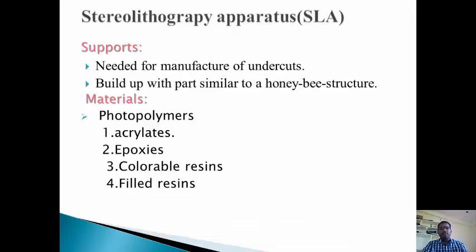The stereolithographic process needs supports for the manufacturing of any undercut. We want to use support structures built with a similar part, such as honeycomb or columns or different structures. Materials for this are photopolymers, acrylates, epoxies, colorable resins and filled resins.